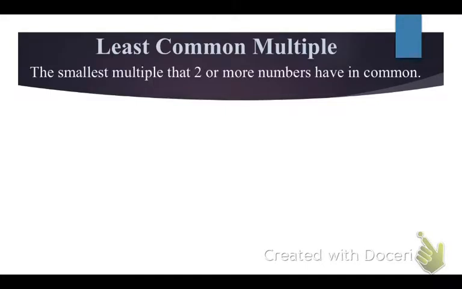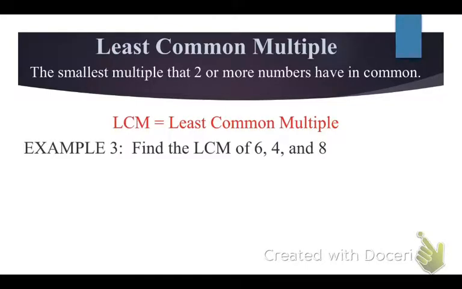Last example. All right, we're going to do the least common multiple of 3 numbers this time. Remember, the objective was we should be able to do it from a set of numbers, which means it could be more than 2.